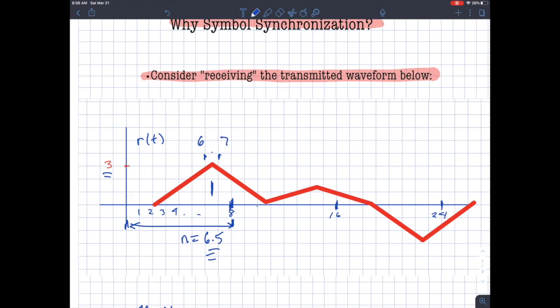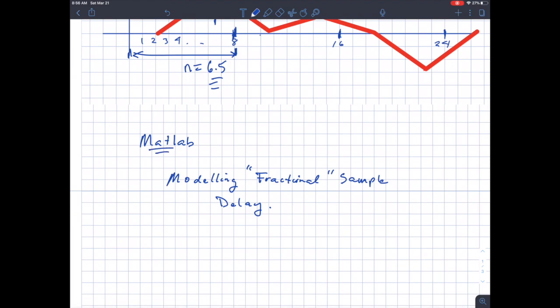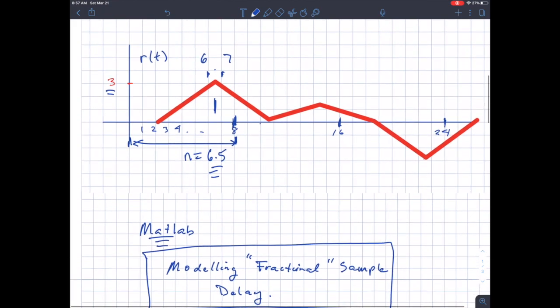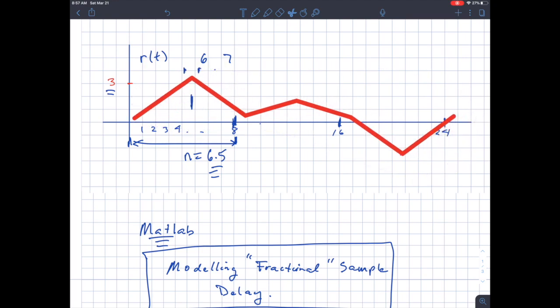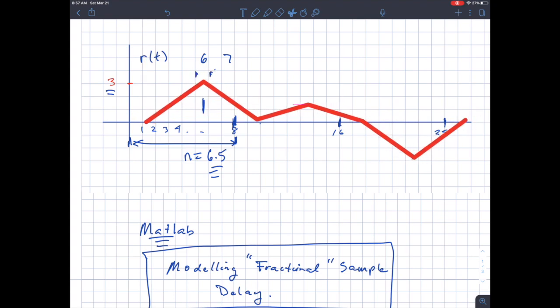So what we're going to do next is take a look at MATLAB and how we would model fractional sample delay. I'm going to show you a quick video on that. We'll probably do two videos on this. One where we just have a fixed offset. That's what I've done here. I offset the waveform by some possibly fractional sample value. We're assuming the symbol interval is exactly right, but we don't know exactly this delay, and it could be a fractional delay. So that's the first thing we're going to take a look at with MATLAB.